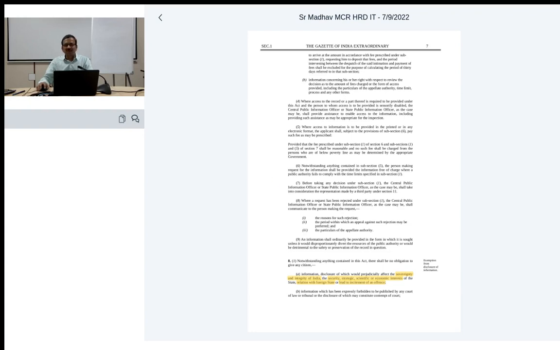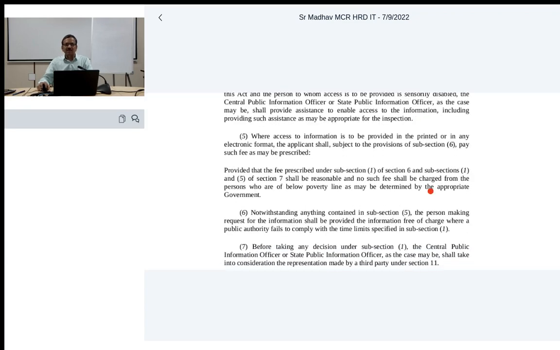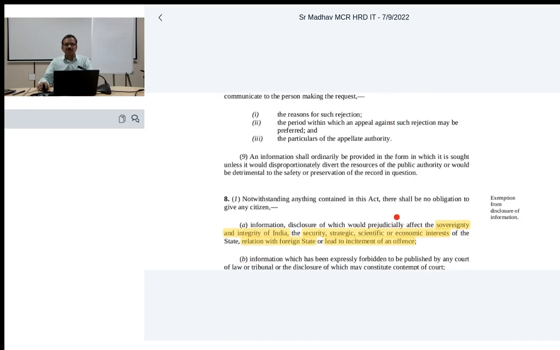Now we will have a look at the list of exemptions which you can find under Section 8. So we will start with Section 8, which provides a list of exemptions.